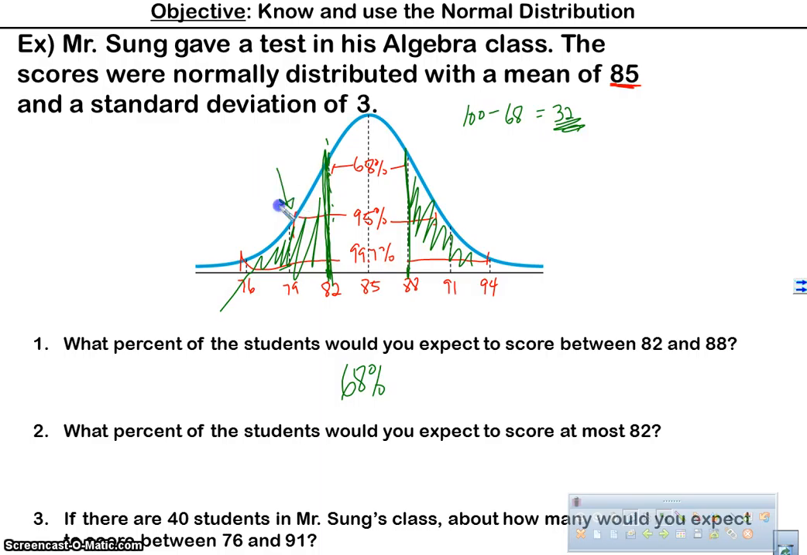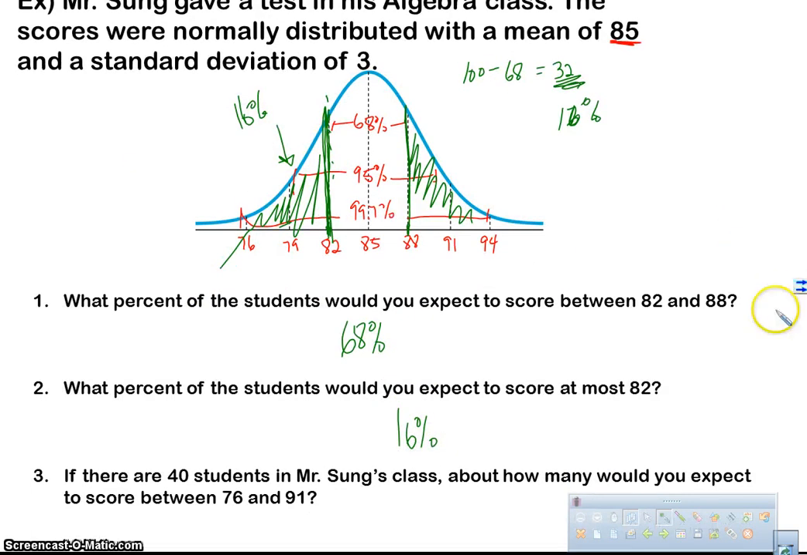So what's just this part? Since it's half of it, it's half of 32, which is 16. So what percent of students will we see just right here in this part? 16%. All right, again, so we're just adding and subtracting from 100 here.